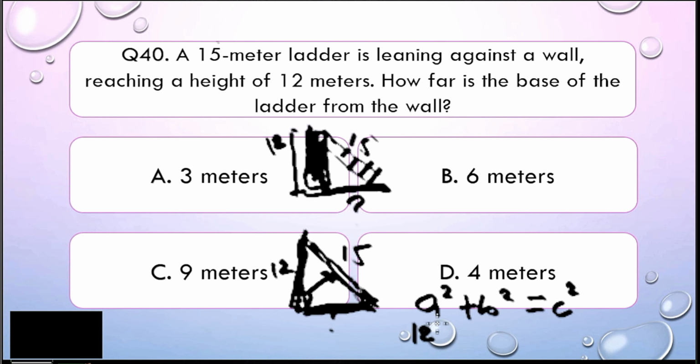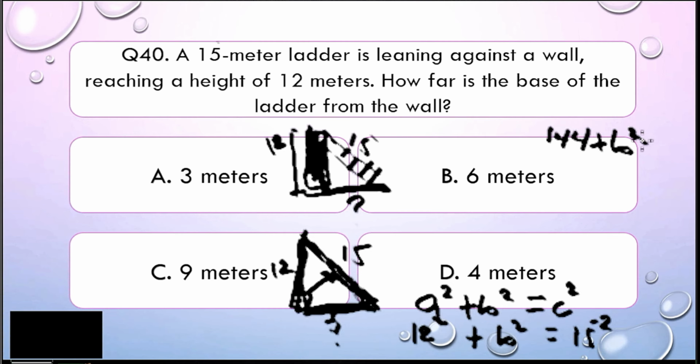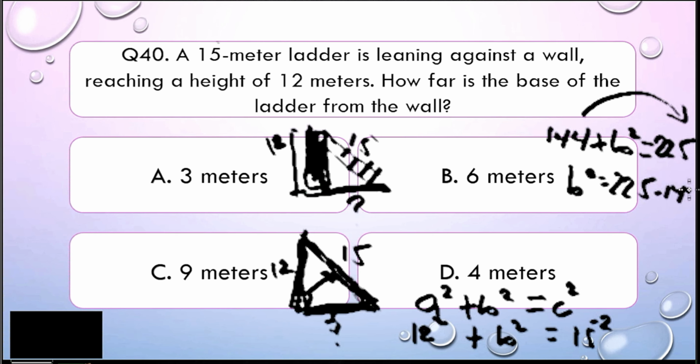So this is 12 squared, our other leg is unknown, so that would be B squared. Our C here is the 15, so that is 15 squared. If you simplify this, 12 squared is 144, plus B squared is still unknown. Our 15 squared is 225. Now, you transpose the 144 to the other side, and that will give you 225 minus 144. If you subtract 144 from 225, the answer is 81.